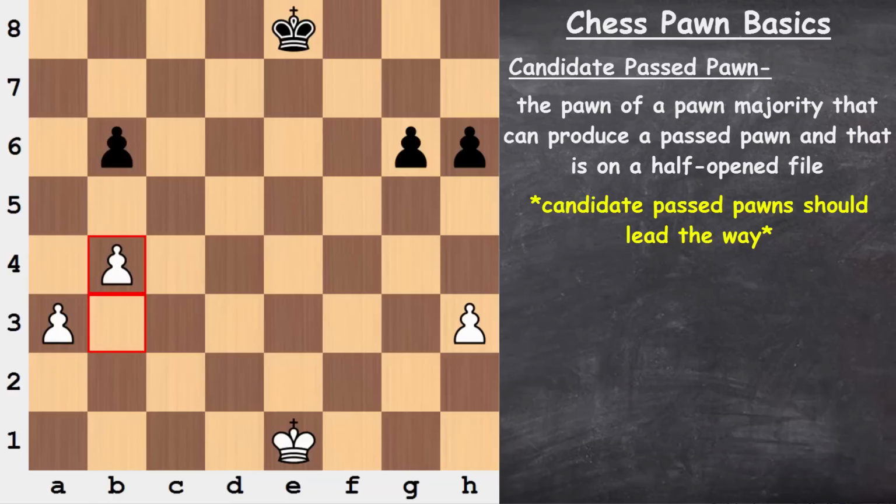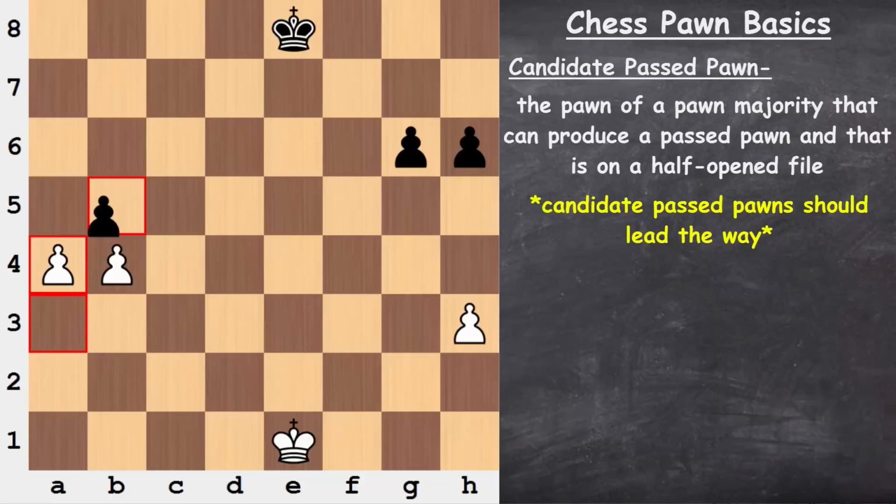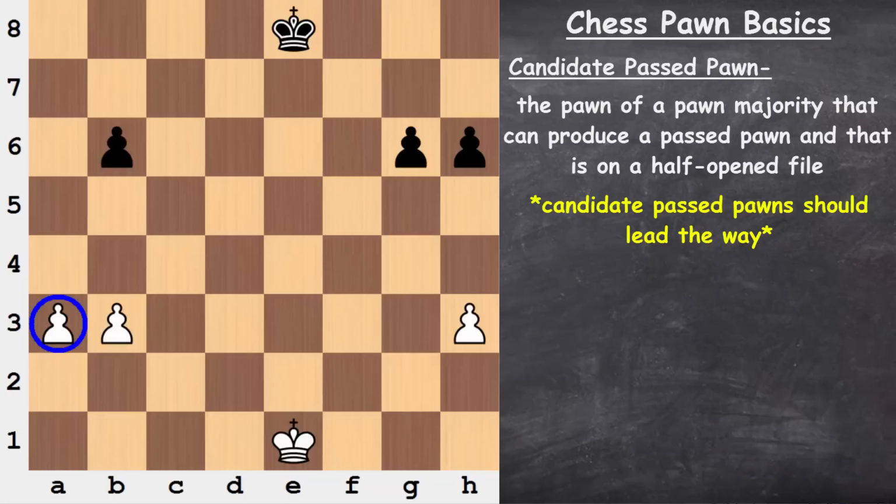Well, it's very significant. You play B4 in this position, you lose because of Black playing this, and this pawn can now not advance successfully. You could create a passed pawn still like this, but you've given Black a passed pawn as well. So the short story here: these are the candidate passed pawns, and they are the ones that should be leading the way on your way to taking your majority and converting it into a passed pawn.